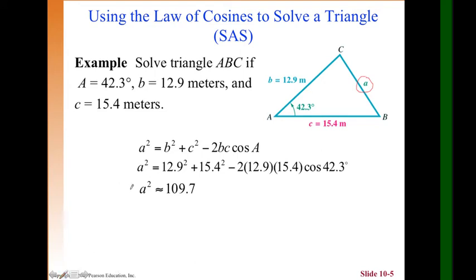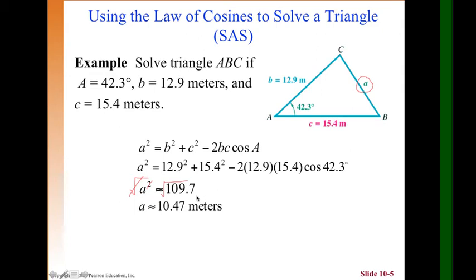Dahil may squared siya, kailangan natin squared both sides, okay? Para makuha natin yung final answer natin for the side of A. So, ika-cancel natin ito. So, what is the square root of 109.7? So, the answer is 10.47 meters. Ang decimal places, kung ilang decimal places ang isusulat, nakadepende yun sa teacher nyo.